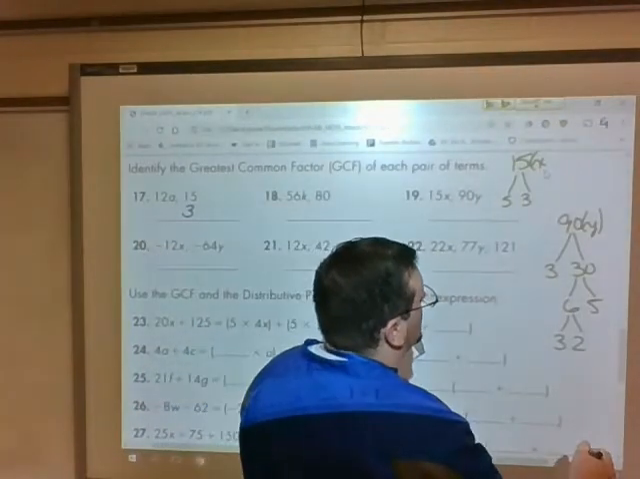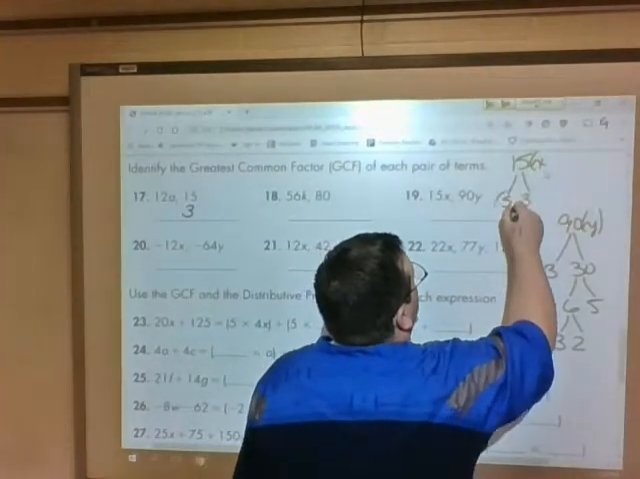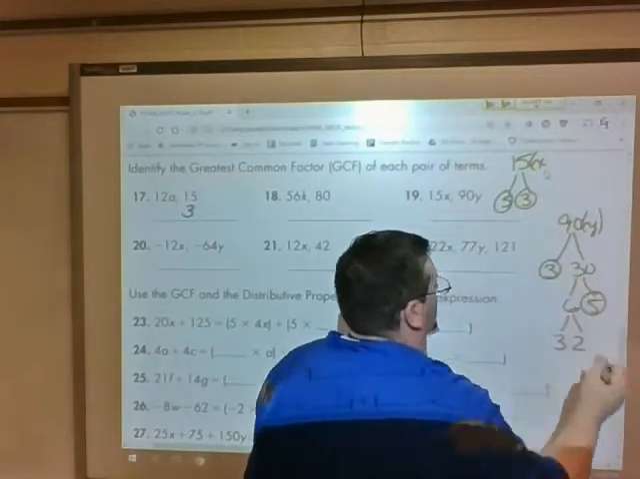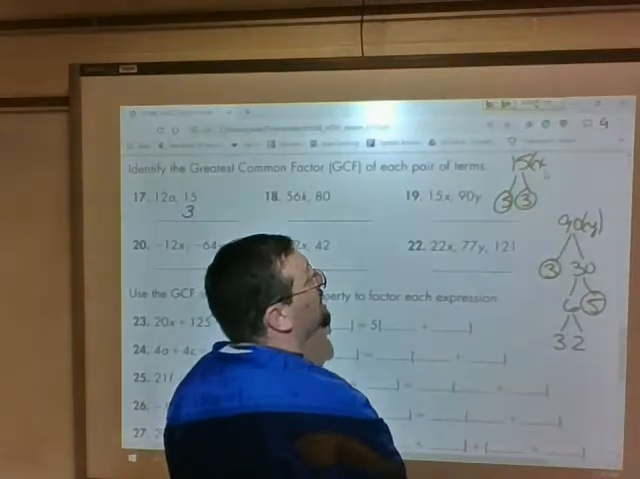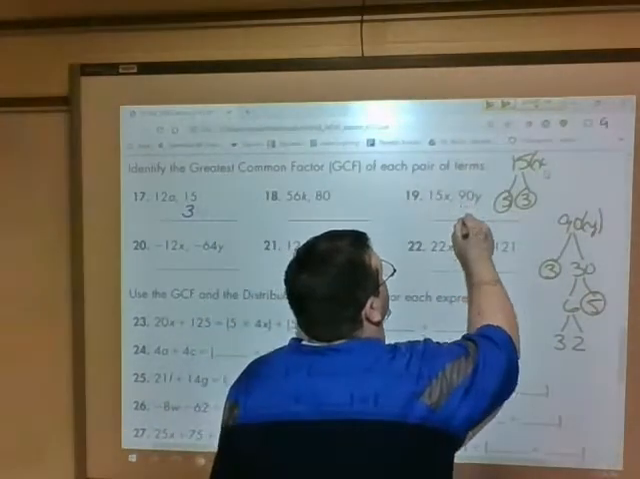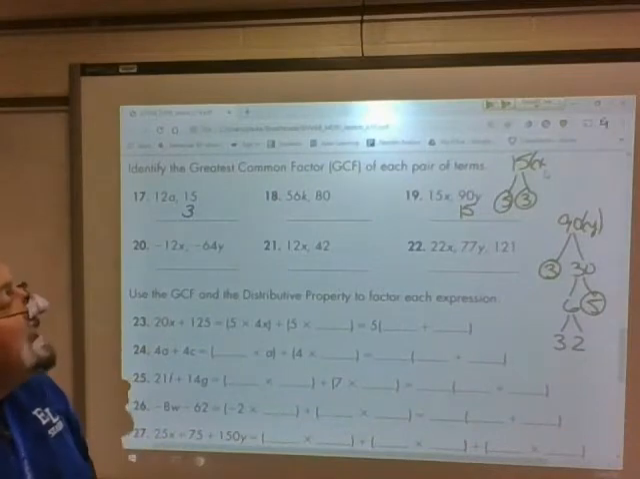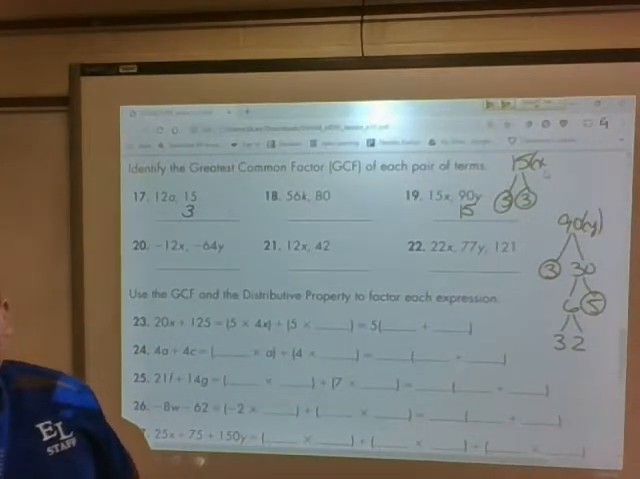Okay, so let's go ahead and circle our common factors. I know I got a 5 here and a 5 here, and I've got a 3 here and a 3 here. So what's my greatest common factor? 5 times 3 is 15. So my greatest common factor for 15x and 90y is simply 15.